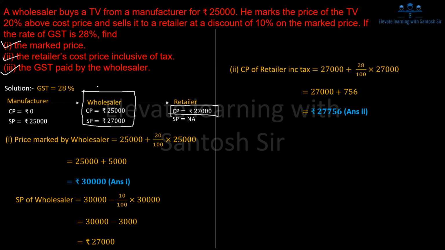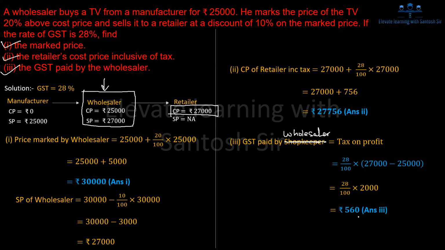Now we are coming to wholesaler. GST paid by wholesaler is again tax on profit. So we can say that it is 28% of 27,000 minus 25,000, which is nothing but rupees 560. So GST paid by the wholesaler is rupees 560. In this problem, they are not asking central or state government. They did not specify. So we are calculating the total GST, which is nothing but 560 rupees.